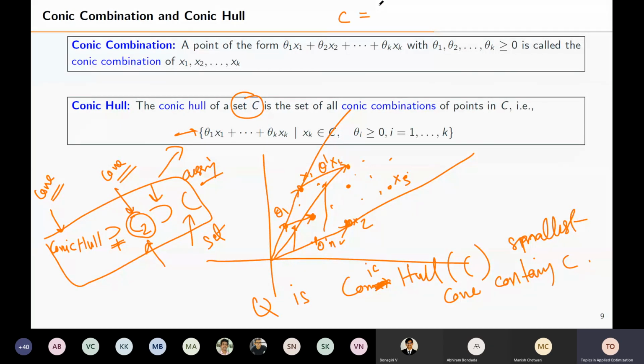Let us say I start with some simple example. C is a set, not a cone yet. C is a set that contains some entries like this, and definitely it's not a cone because theta x1 for different theta is not there. Only x1 is there, but let us say half of x1 is not there. So it's not a cone. Now I want to build a cone that contains C and is the smallest, right? So what should I do? What does the cone definition ask you to do?